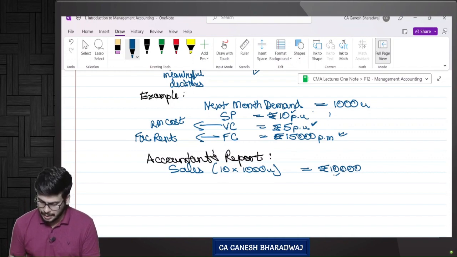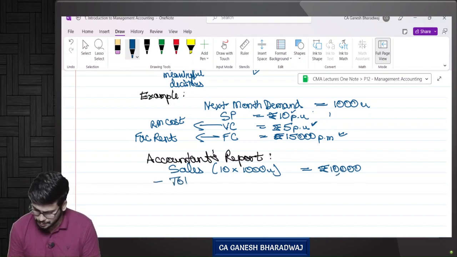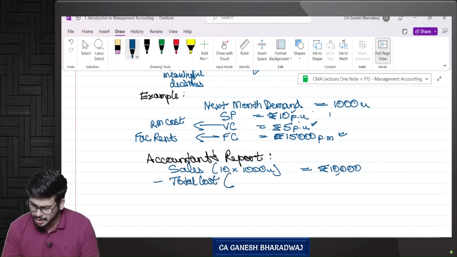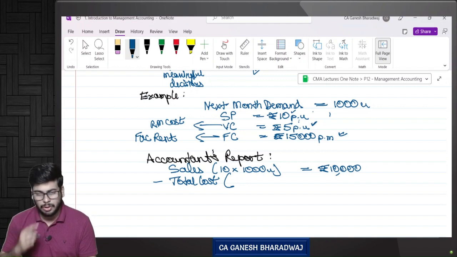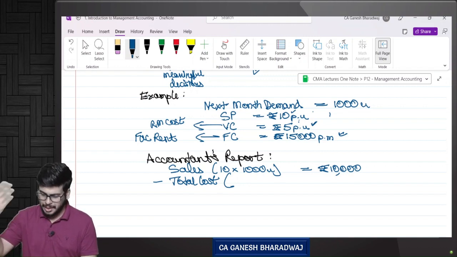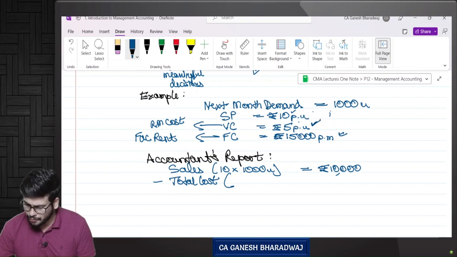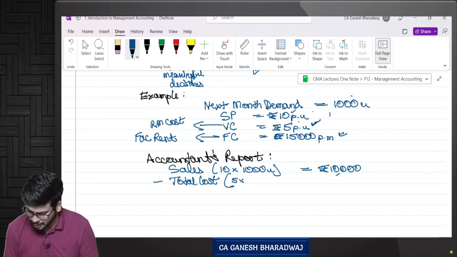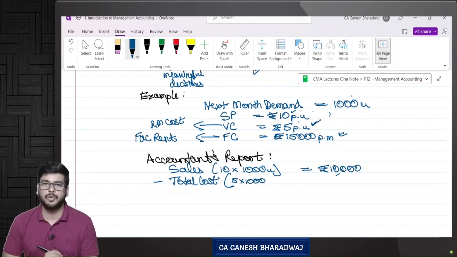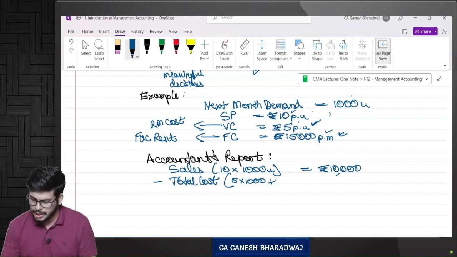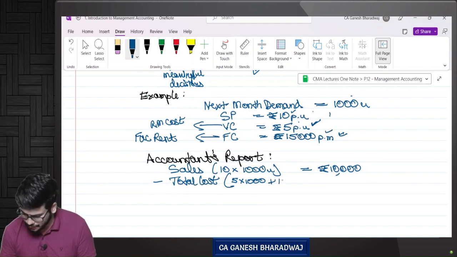Yes. Then what will be my total costs? Fine, it's very simple. Total cost is variable cost plus fixed cost. So for me to keep my factory open and produce 1,000 units, 5 into 1,000 rupees, 5,000 rupees I will incur. Plus I also need to pay a factory rent of how much? 15,000 rupees. Correct? So overall cost will be how much? This is going to be rupees 20,000. That is 5,000 plus 15,000, rupees 20,000.